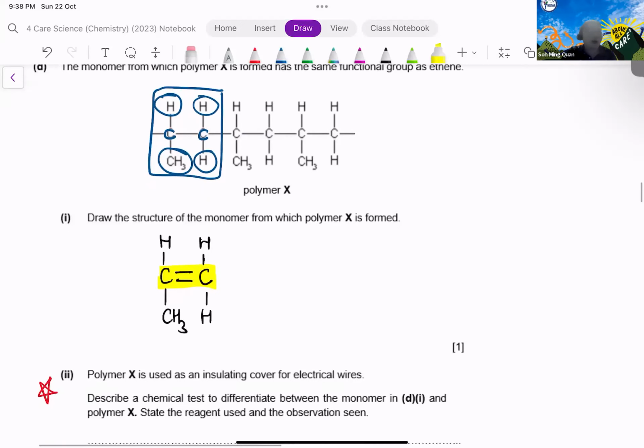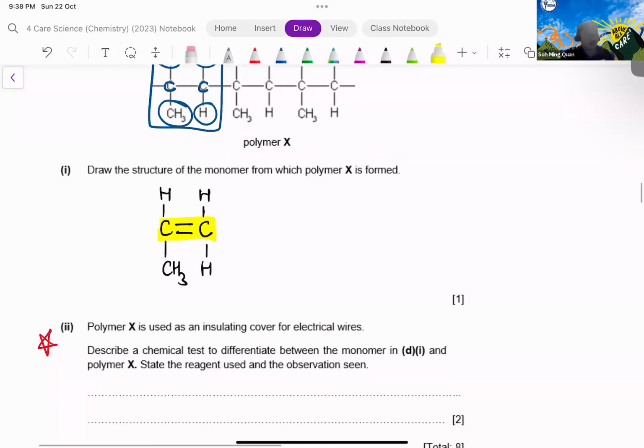So what is one chemical test to differentiate between the monomer and the polymer? So I've gone through this in class before. The monomer has a double bond between carbon. The polymer doesn't. So the best thing to do is to add aqueous bromine. By adding aqueous bromine, you can see which one is the monomer and which one is the polymer.